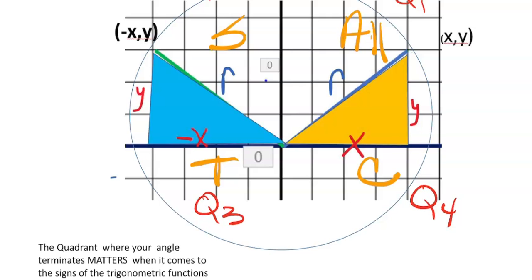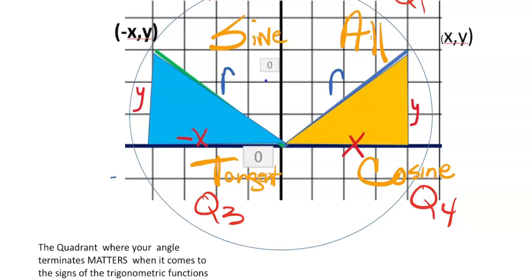In the second quadrant, only sine and its reciprocal partner cosecant are positive. In the third quadrant, only tangent and its reciprocal partner cotan are positive. And in the fourth quadrant, only cosine and its reciprocal partner secant are positive.